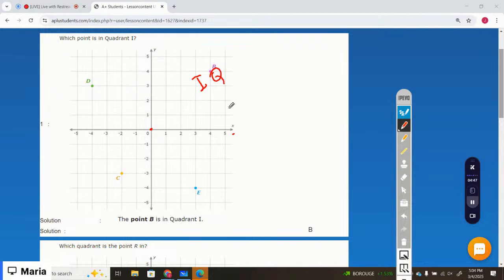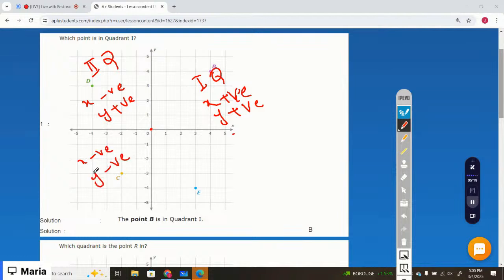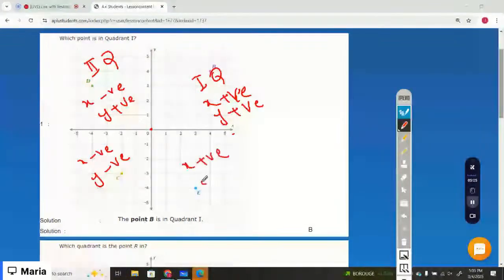So this is the first quadrant. Here, x values are positive and y values are positive. Then in the second quadrant, you have x negative values and y values are positive. This is the third quadrant. All the x and y values are negative here. And in the fourth quadrant, you have x positive values and y negative values.